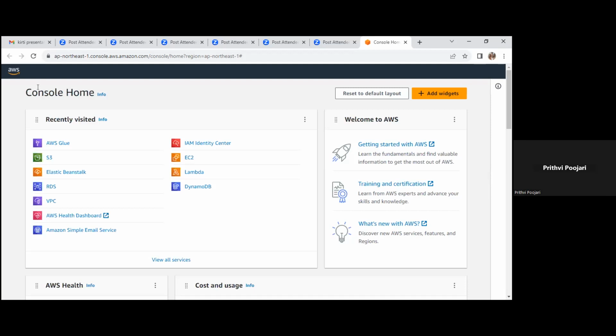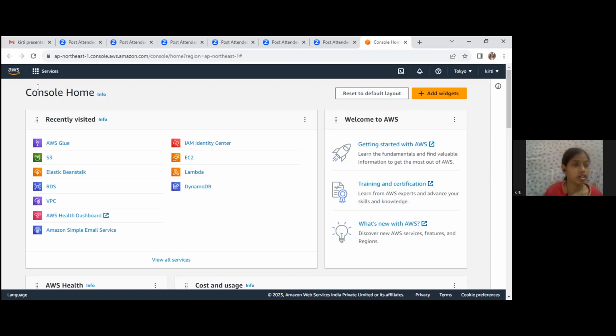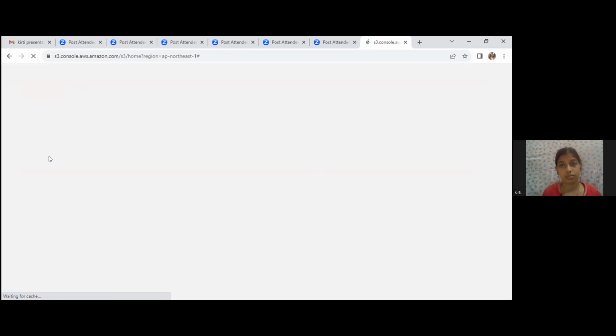Firstly, we log in to our AWS Management Console, and we can also search in the services and just click on S3. After clicking, I'm landing on the S3 dashboard.